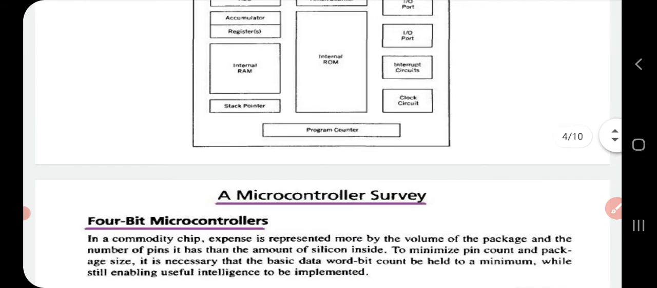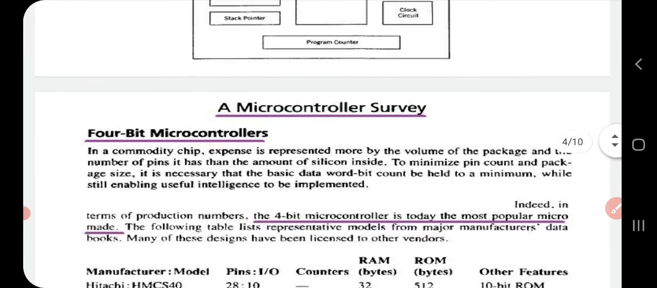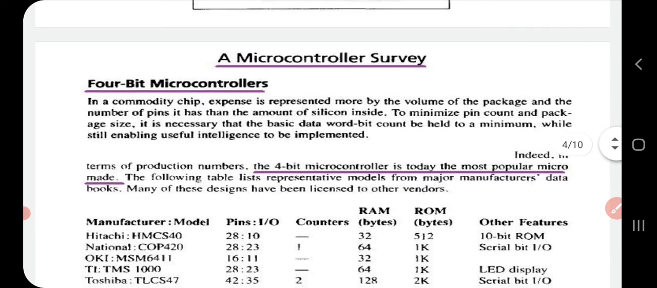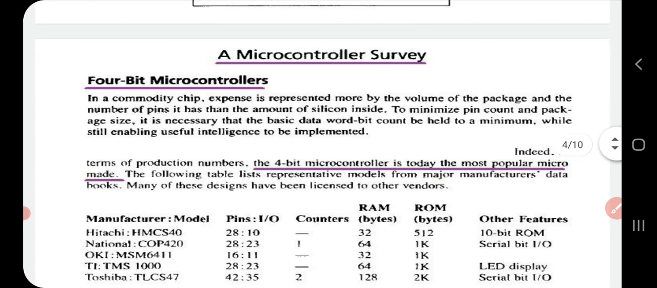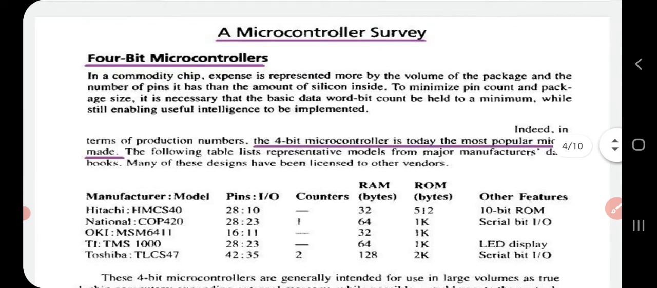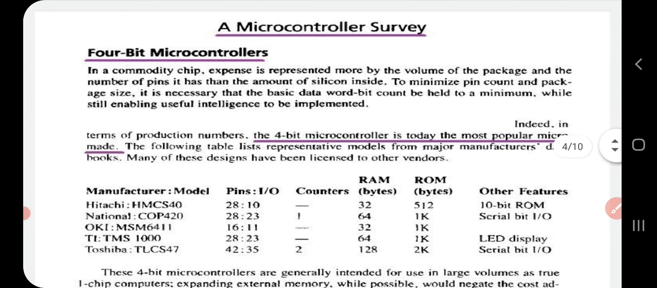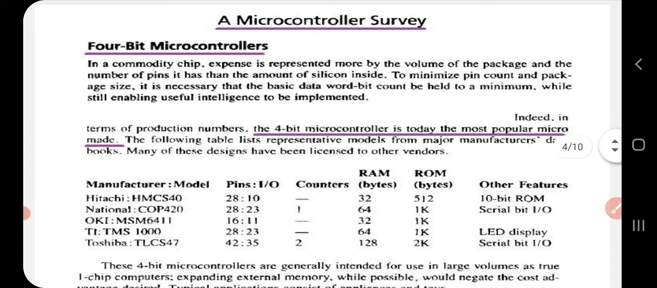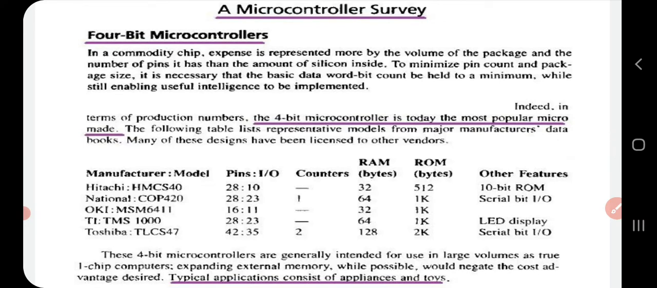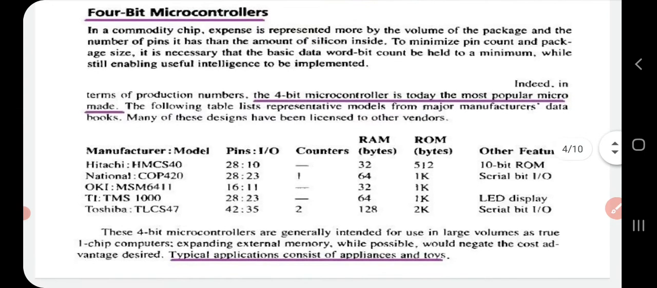Okay, now let us see a brief survey about the various types of microcontrollers: 4-bit, 8-bit, 16-bit, 32-bit, etc. Here there is nothing much to explain. It is enough that you read through all these paragraphs. In order to minimize the pin count and package size, it is necessary that the basic data word bit count be minimum. So the first microcontroller introduced in the market was the 4-bit, and it is the most popular microcontroller, and some of the widely used 4-bit microcontrollers are presented here.